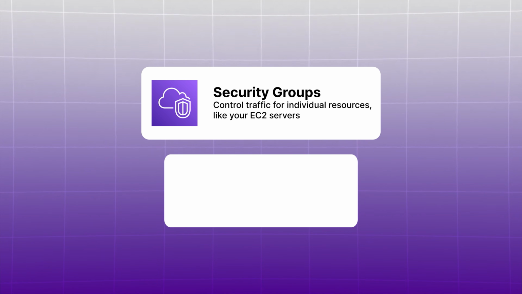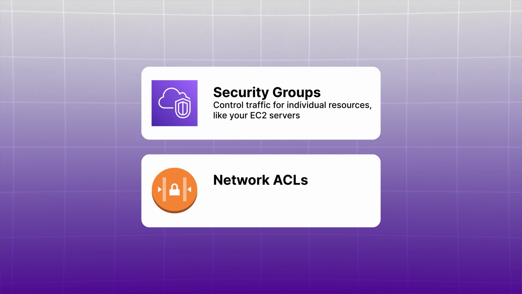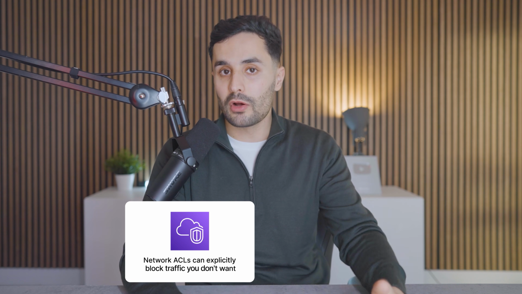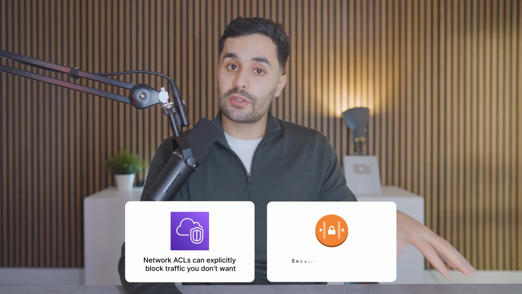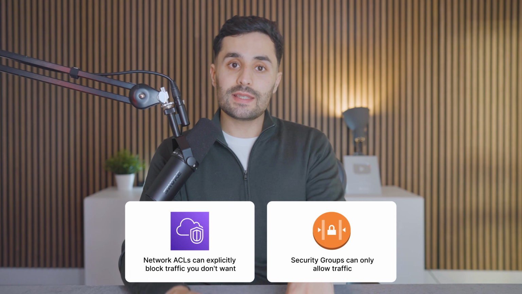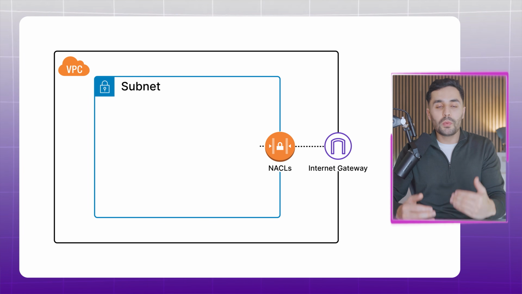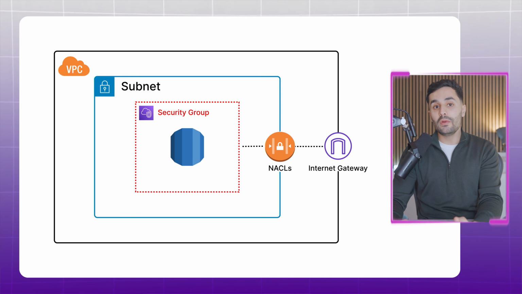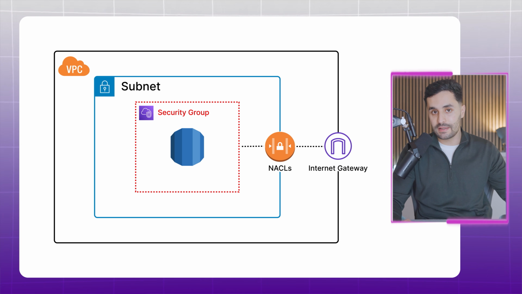Now, NACLs, or network ACLs, work one level above. They control the traffic for entire sections of your network, i.e. your subnets. The key difference is that NACLs can explicitly block traffic that you don't want, while security groups can only allow traffic. This gives you two chances to control the traffic: first at a subnet level with NACLs, and then at the individual resource level with your security groups. Together, they help you build multiple layers of security, making sure only the right traffic gets to the right places. It's all about having precise control over what can communicate with what in your AWS environment.